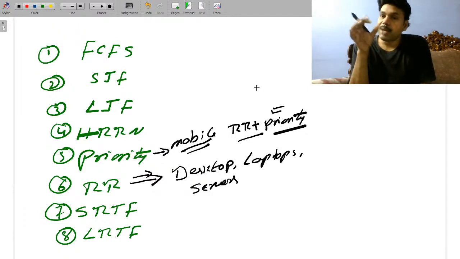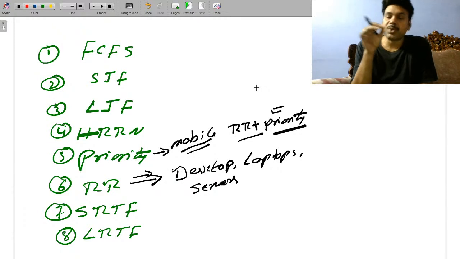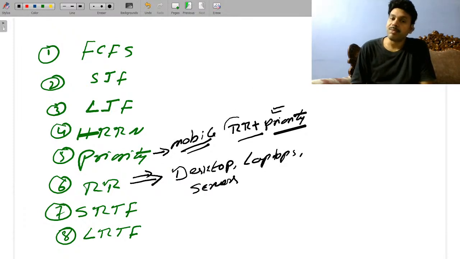WhatsApp is given high priority, a phone call is given high priority. Therefore, your previous process is going to be paused for some time. So the mobile operating system is following both multitasking round robin as well as priority. That's why you see that notifications appear before your earlier processes.